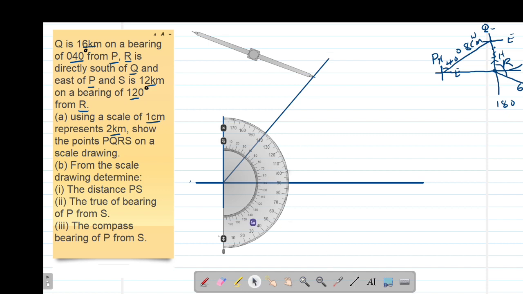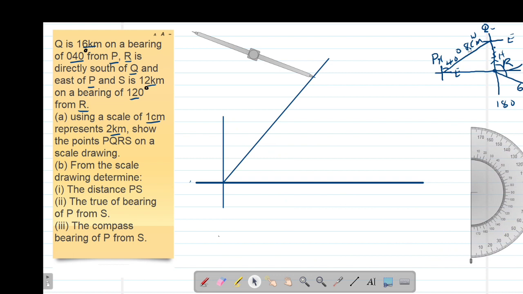Then of course, once you have 40 degrees, you need to measure 8 centimeters to go to point Q. So on your pair of compass, you measure 8 centimeters using your ruler. So that is my 8 centimeters. Once you have 8 centimeters, you place it at point P, then you rotate it. Ensure it is strictly 8 centimeters, then you make an arc. The point where you've made an arc is the point Q.